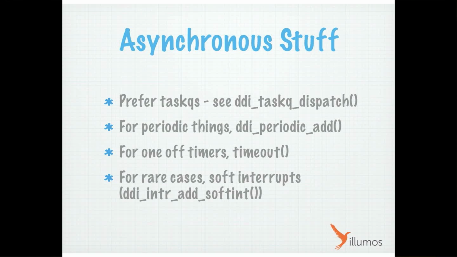A big thing that we see driver developers needing to do a lot is work asynchronously. Remember I said everything's a thread, and there are ways to create and manage a thread, but those use private interfaces. So we have a public interface, which is our task queues. Task queues are the way you should do this. If you need to run something asynchronously, 9 times out of 10, you should probably be using a task queue.